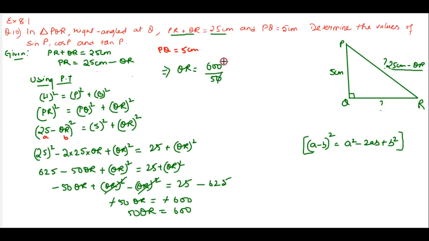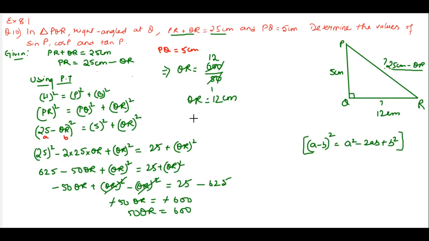So this 0 0 cancel, and then we have 5 1s are 5, 5 2s are 10. So QR we got how much? 12 centimeter. Now we got QR as 12 centimeter. So now we can easily find out PR as well, right? Because PR is what? 25 centimeter minus QR. So if we put the value of QR out here, then we will also get the value of PR, and then we will get the value of all the sides.